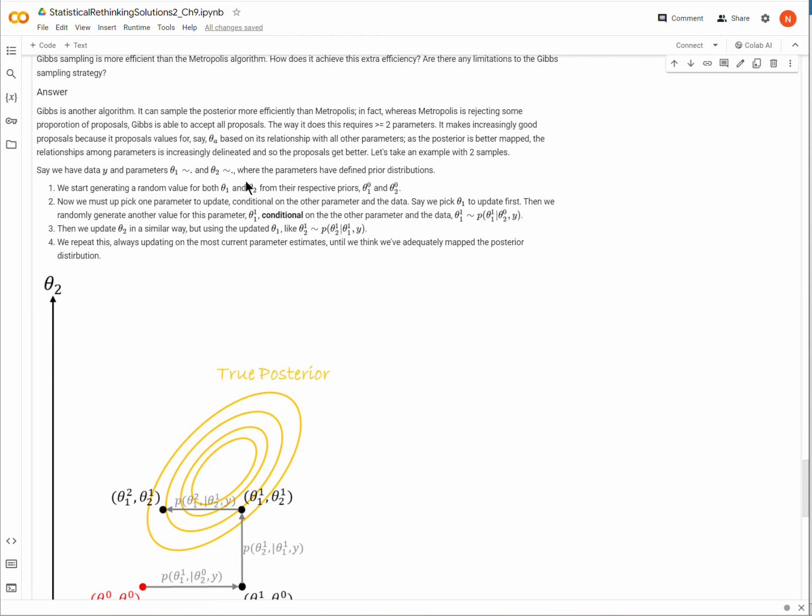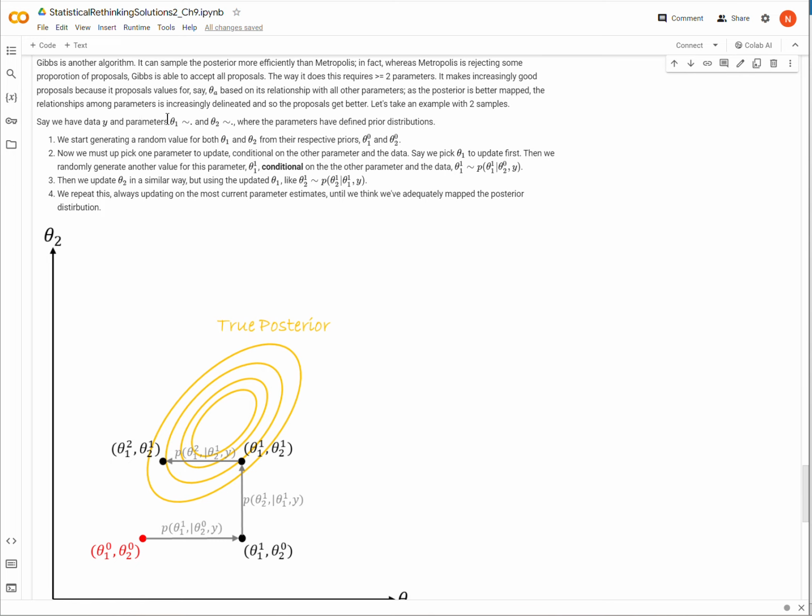So let's go through an example, just using two parameters. Say we have some data y and two parameters: theta 1, which is distributed in some way that we can define, and theta 2, which is distributed in some way we can define. These are prior probability distributions. The first thing we do is start by generating random values from their respective prior distributions for theta 1 and theta 2.